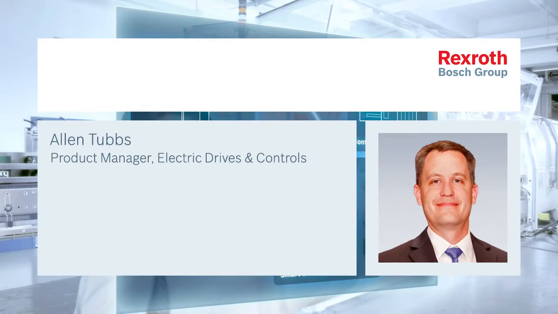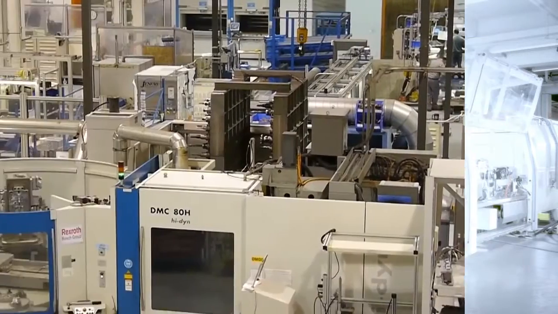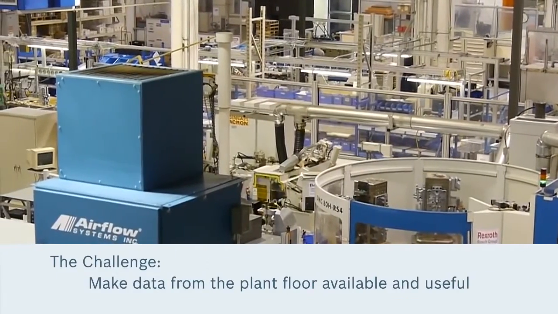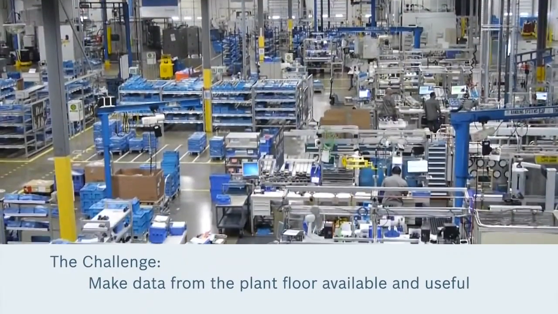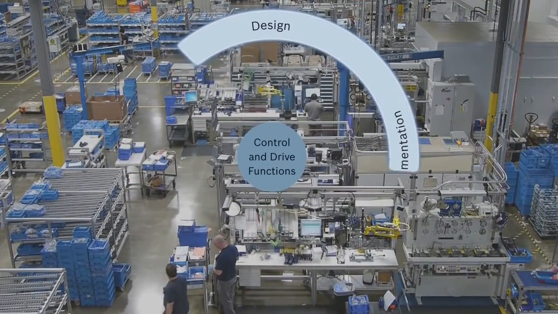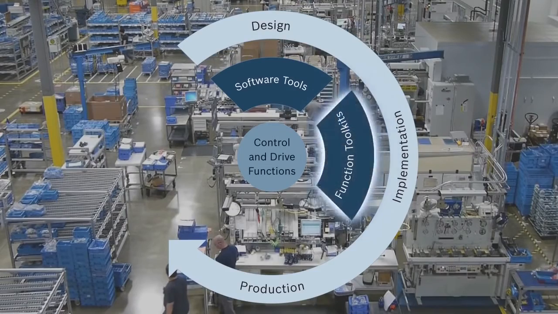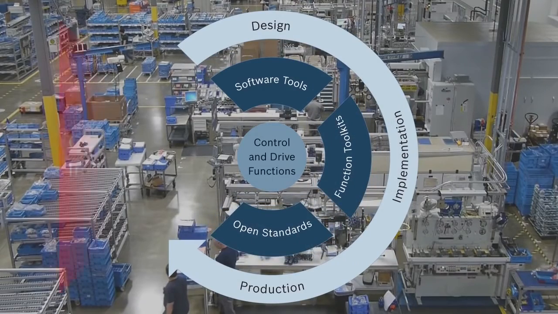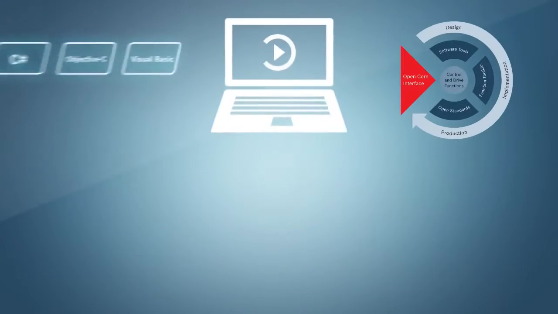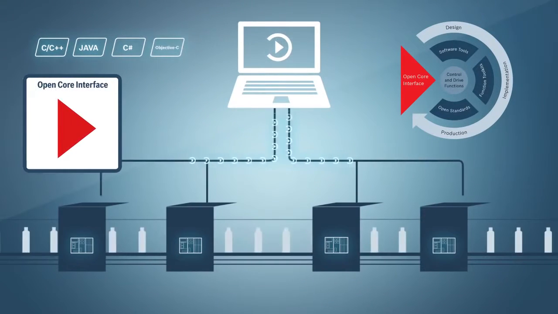Hi, I'm Alan Tubbs, and I'm a product manager for Bosch Rexroth in the Electric Drives and Controls division. One of the challenges we have today is figuring out how to make systems on a plant floor talk to one another and to move data to where it needs to be to make use of it. One of the tools that Rexroth has is the Open Core interface. The Open Core interface gives us the possibility of connecting to systems easily and quickly. Today I'm going to talk about some practical examples of how the Open Core interface can be used.